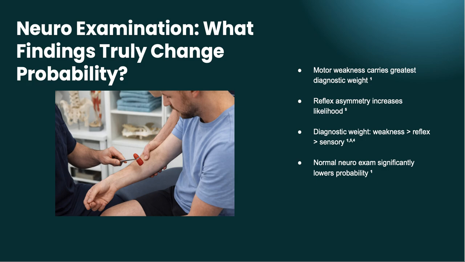Reflex asymmetry meaningfully improves diagnostic accuracy when nerve root consistent. Sensory findings alone show limited specificity. Critically, in the absence of objective neurologic deficit, the likelihood of clinically significant radiculopathy decreases. The hierarchy: reflex changes, weakness, sensory loss. A normal exam significantly lowers the probability. Probability rises through the convergence of these findings, not a single positive test.